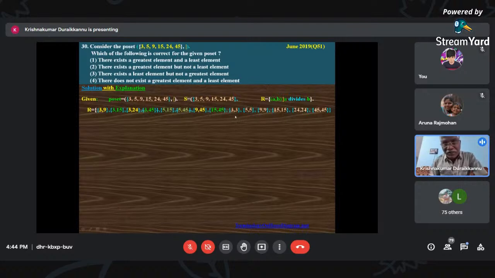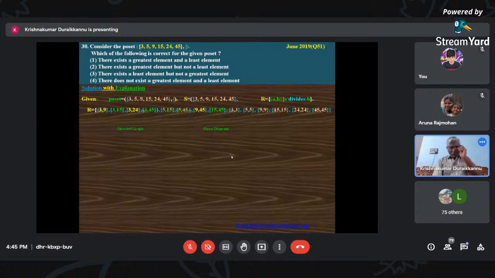Then (3, 3), (5, 5), (9, 9). That means itself: 3 by 3 is 1, 5 divides 5 once. That is reflexive: (3, 3), (5, 5), (9, 9), (15, 15), (24, 24), (45, 45). That is all the elements available in the defined relation. That's all. Okay. Now, let us proceed.